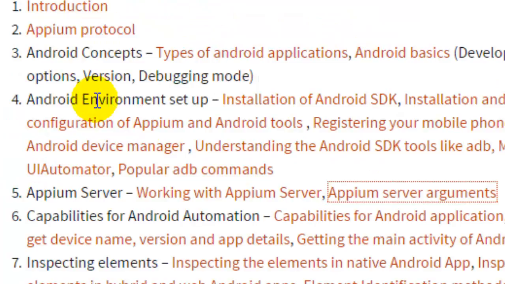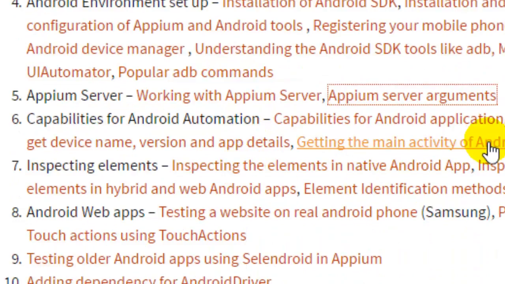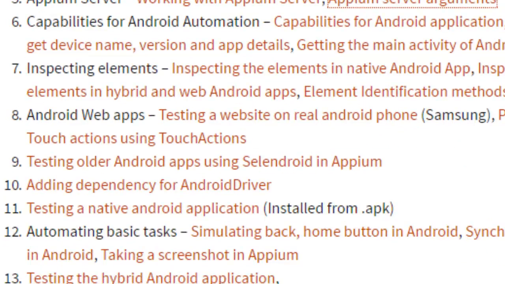So this is about part 1. In the next part, we are going to look at the different capabilities that we require, then how to inspect the elements and how to automate your native applications, web applications, etc. Thanks for watching this part 1.